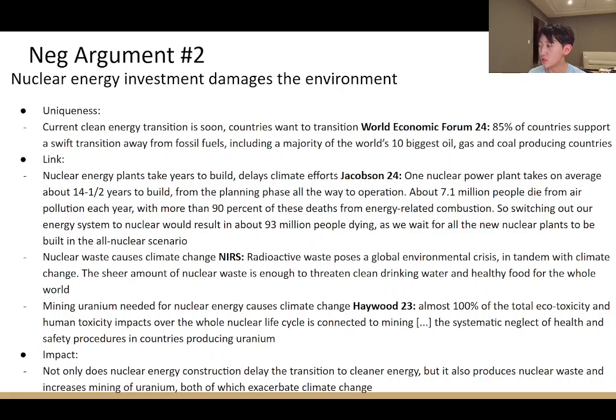So the impact is that not only does nuclear energy construction delay the transition to cleaner energy, but it also produces nuclear waste and increases mining of uranium, both of which exacerbate climate change. So yeah, while nuclear energy is theoretically good, it's net bad because of the entire lifespan and the process which is used to create the energy.